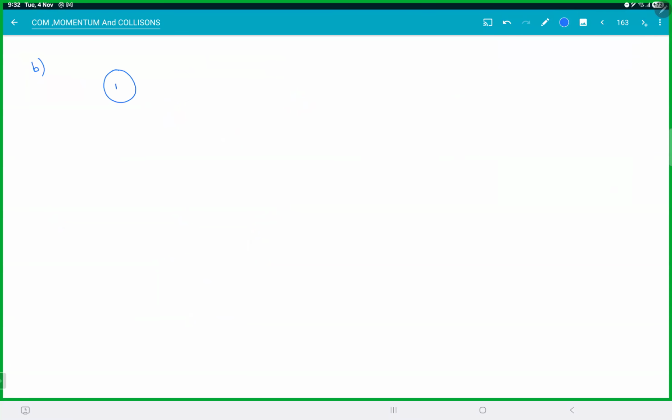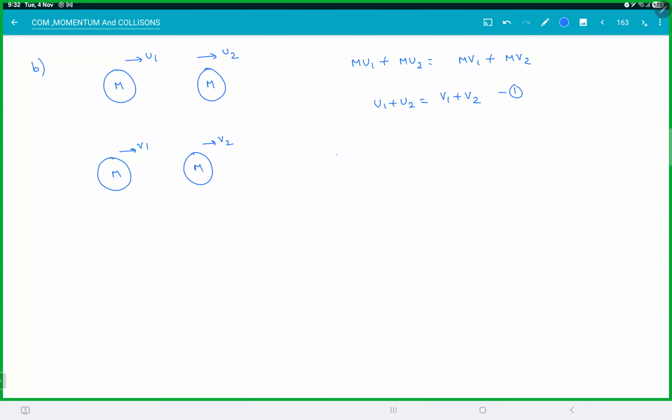So in the b part, if this is m going with u1, and this is m going with u2. Finally, let the velocities be v1 and v2. m u1 plus m u2 equals m v1 plus m v2. You get u1 plus u2 is v1 plus v2. e is equal to v2 minus v1 by u1 minus u2 is equal to 1. We get v2 minus v1 is equal to u1 minus u2.